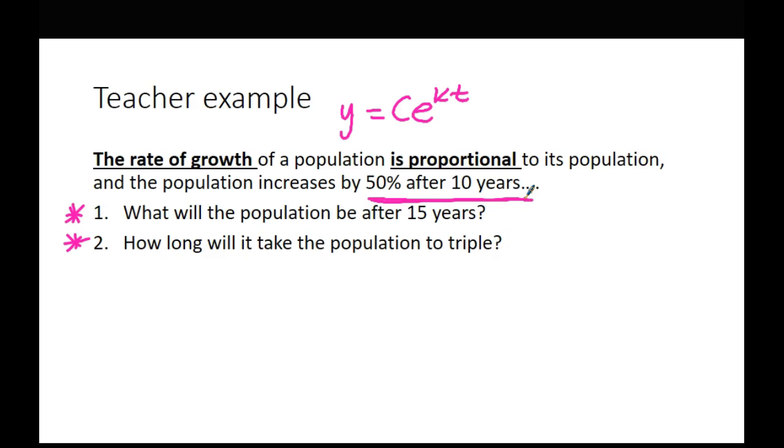Now, did they tell me a starting amount? No. But I'm going to pick a starting amount. So let's just say we had 100 people to begin with. I don't know what K is, but I do know it's been how many years? 10. And after 10 years, my population has increased by 50%. So if I started with 100, how many do I have now? 150. You can pick any number you want for your starting amount just so you can find your K. All right, so let's do that.